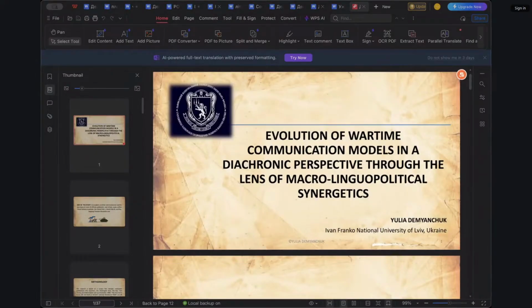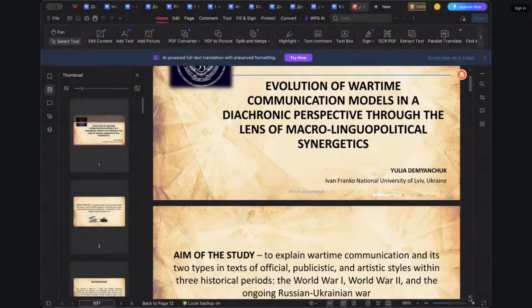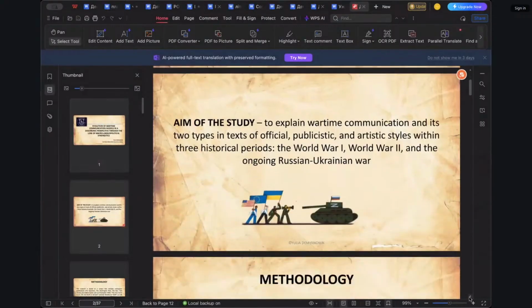Well, the first thing I would like to share is all about wartime communication, and the topic is the evolution of wartime communication models in a diachronic perspective through the lens of macro-linguopolitical synergetics. The aim of my study is to explain wartime communication and its two types in different discourses: first of all, official, then publicistic and artistic, as well as within three historical periods, the First and Second World Wars, and the ongoing Russian-Ukrainian War.